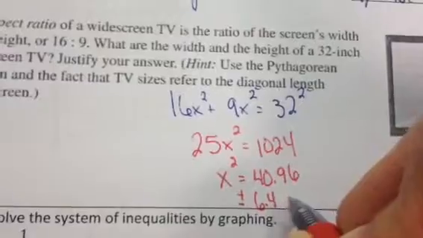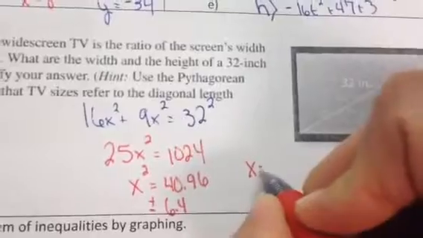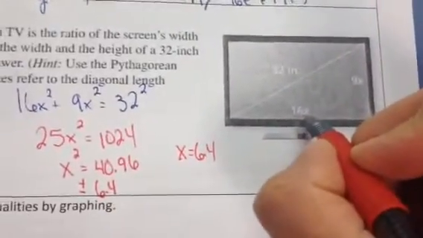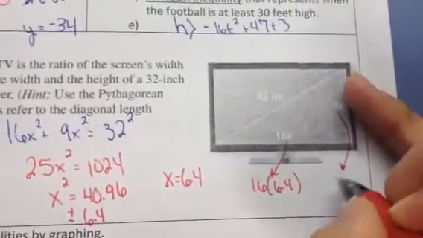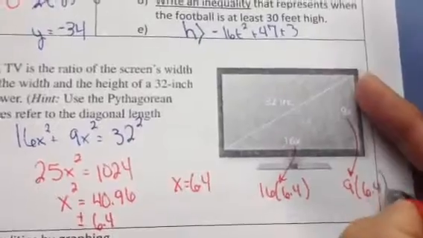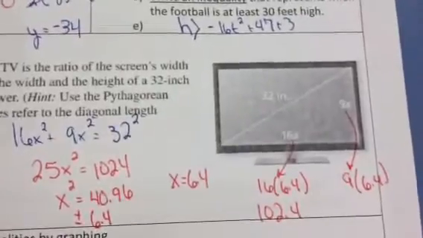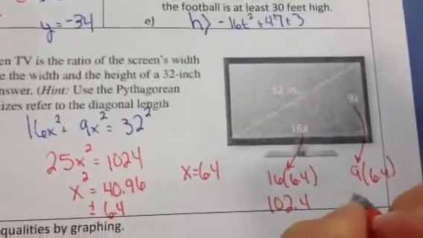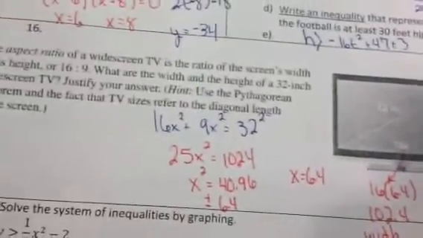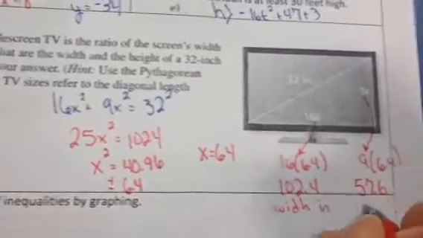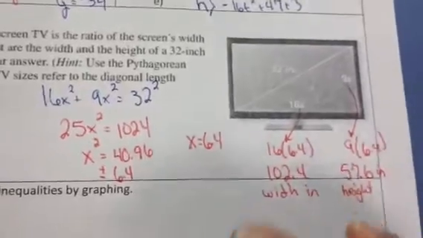Now, in this problem, I'm only going to use the positive value because length and width can't be negative. So I'm just going to use the fact that x is 6.4, and now I'm going to put 6.4 into this one, and 6.4 into this one. So when I take it times 16, I get this. And when I take 6.4 times 9, I get this. So here's my width. And what was this, in inches, I think? And then here's my height in inches. All right, next one.